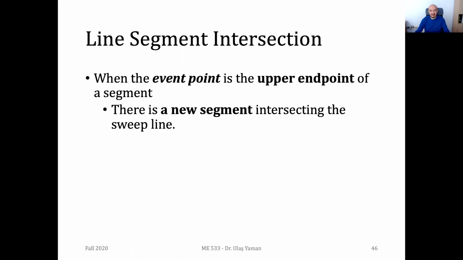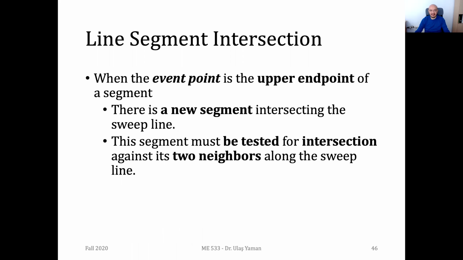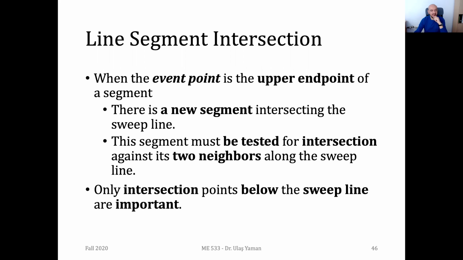If the event is an upper endpoint, then we know that it's a new segment introduction, and once you put that new segment into the status data structure, you should test that new segment with its neighbors. Most of the time we have two neighbors. If it's the left-most line segment, then we only have one. But if it's somewhere in between, then for sure we will always have two neighbors. That means we need to do some checks two times.